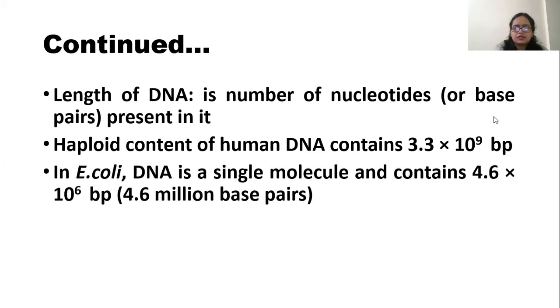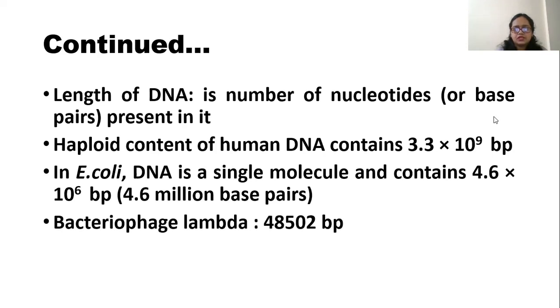In E. coli, DNA is a single molecule and contains about 4.6 into 10 raised to 6 base pairs, or we can say 4.6 million base pairs. So here you can see that as the complexity decreases between organisms, like human is more complex compared to E. coli, which is a simple bacteria, the number of base pairs gets decreased.